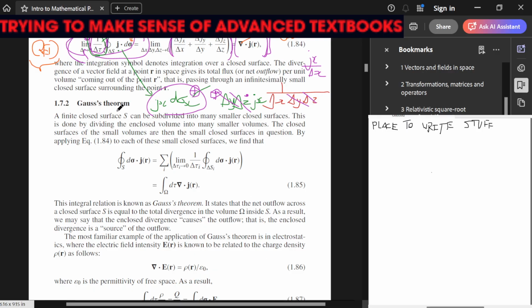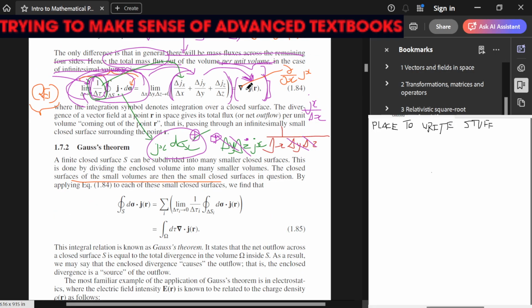Alright, Gauss's theorem. A finite closed surface S can be subdivided into many smaller closed surfaces. This is done by dividing the enclosed volume into many smaller volumes. The closed surfaces of the small volumes and then small. Oh my god, but it makes sense in my head. So you just chop it up into pieces, basically. The closed surface is the smaller, and then the small closed surface is in question.